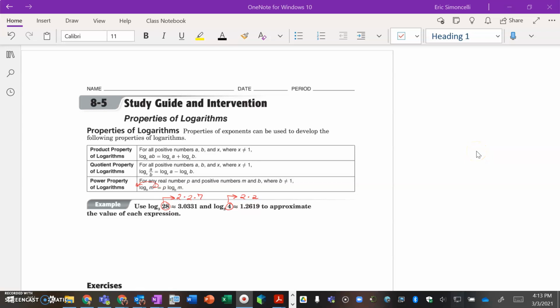Hello students, and welcome to section 8-5, Properties of Logarithms. Properties of exponents can be used to develop the following properties of logs.